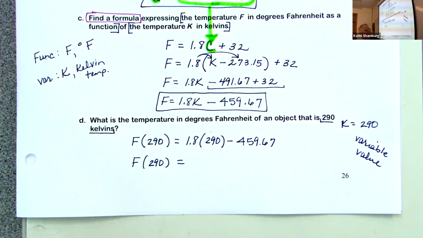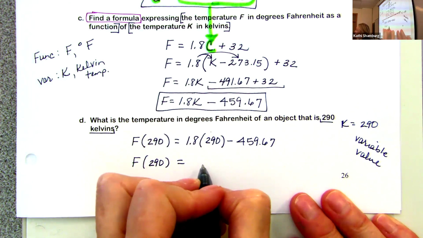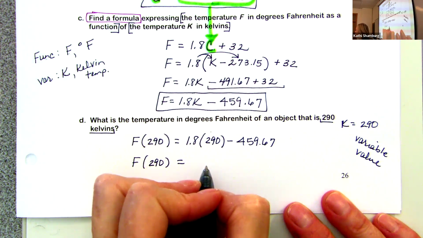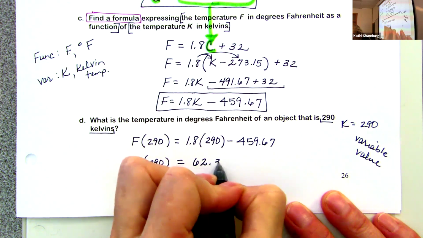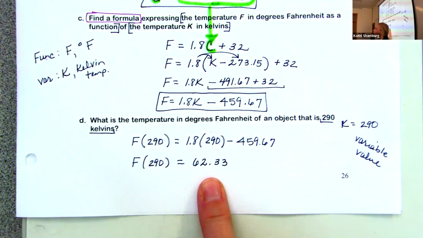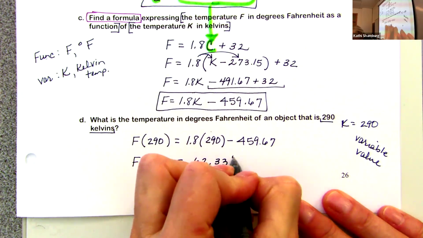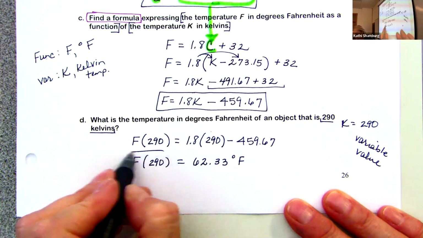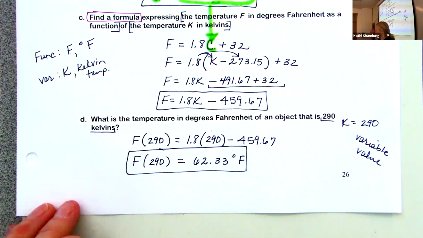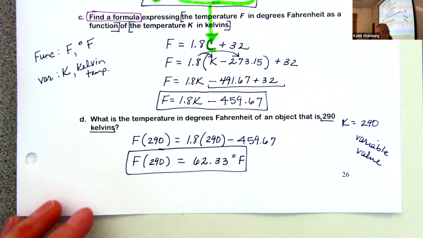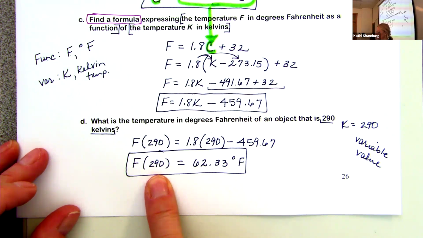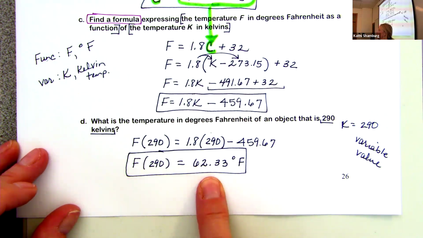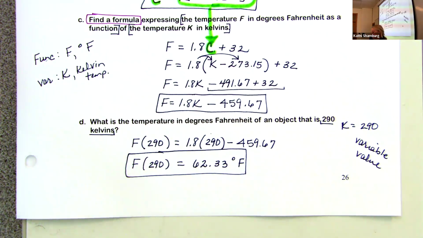Okay, so we get the value 62.33. What in the heck is your 62.33? Degrees Fahrenheit. So if we were going to explain this, which could be a test question, the degrees Fahrenheit at 290 kelvins is 62.33 degrees Fahrenheit. Okay, all right.